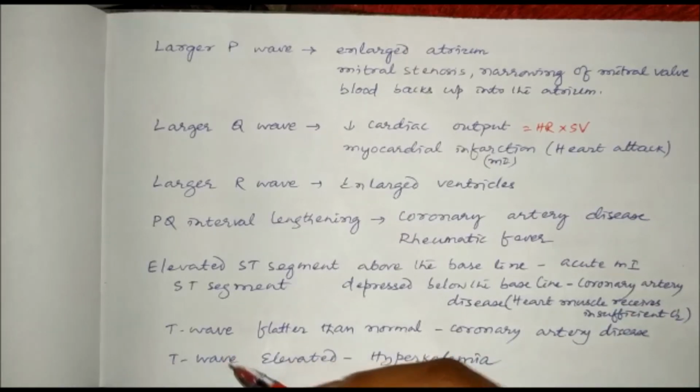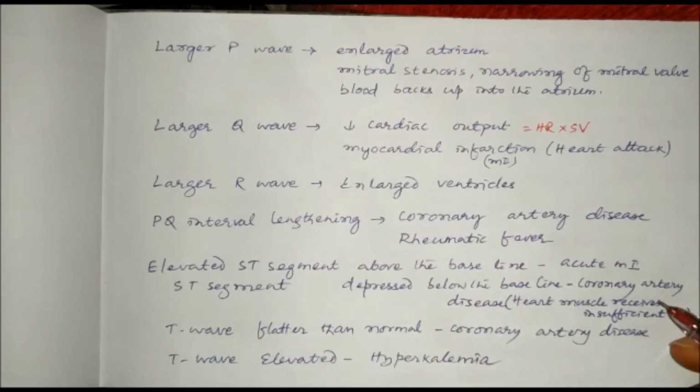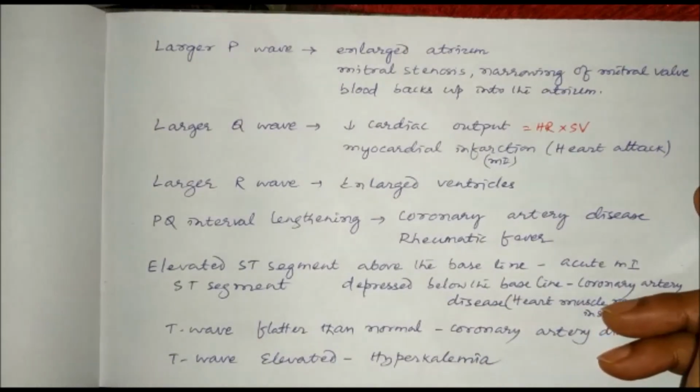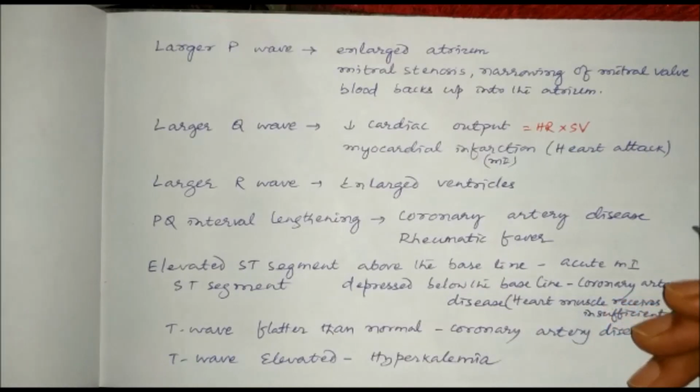Then the T wave: if the T wave is flatter than normal, then the person may be suffering from coronary artery disease, and if the T wave is elevated, then the person may be suffering from hyperkalemia. So this is all about the conduction system, the ECG, and the abnormalities in ECG and their interpretation.